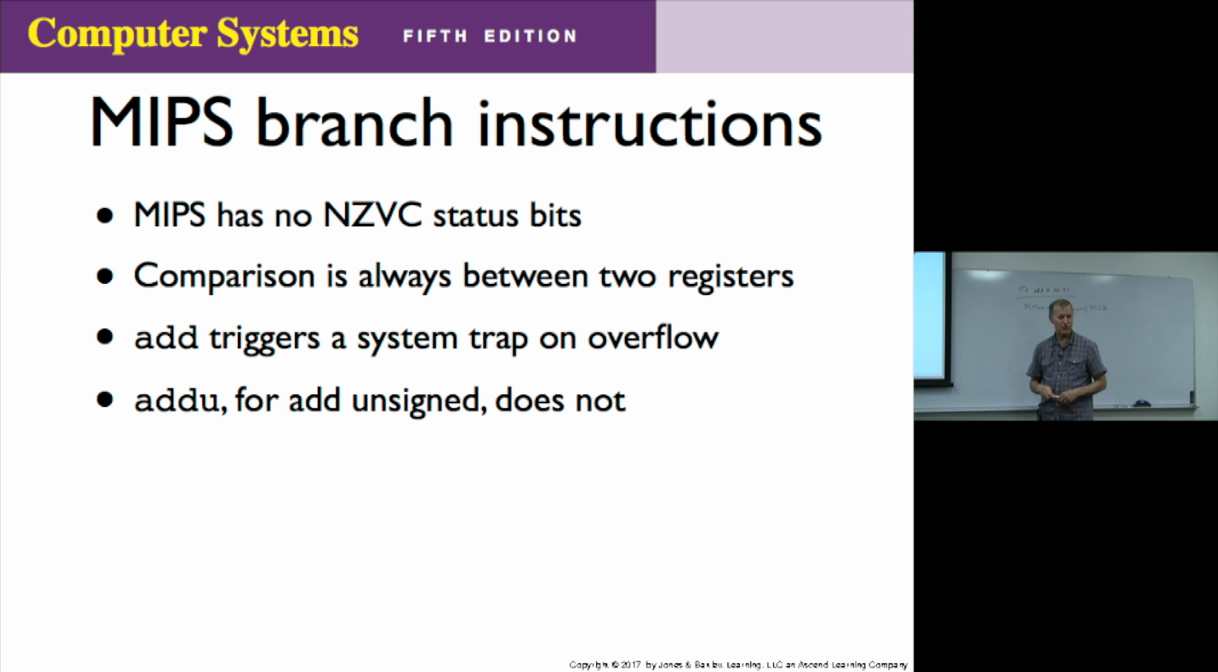Did I mention this before? MIPS has no status bits. MIPS has no NZVC status bits. Comparison is always between two registers. If you execute the add instruction, and there is an overflow when it's considered as signed, then it triggers a system trap. And addu, for add unsigned, does not.